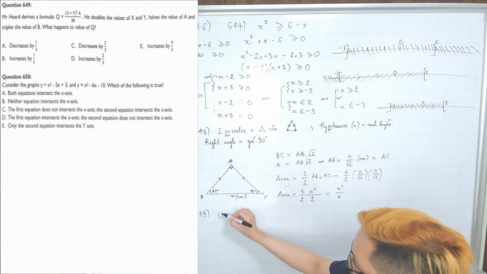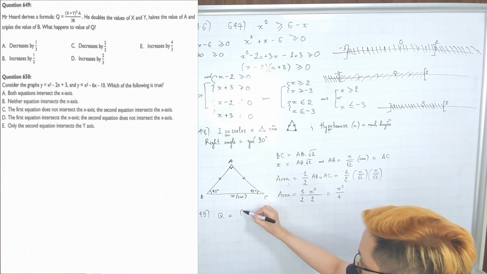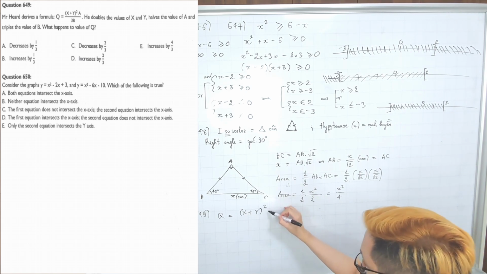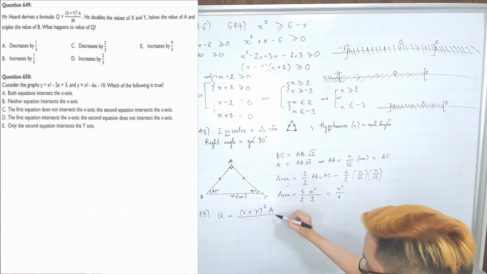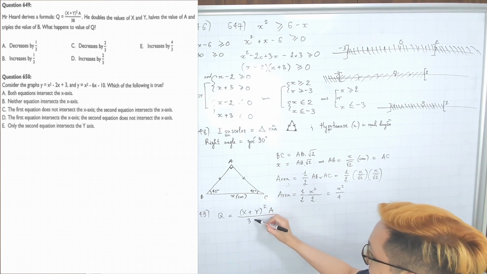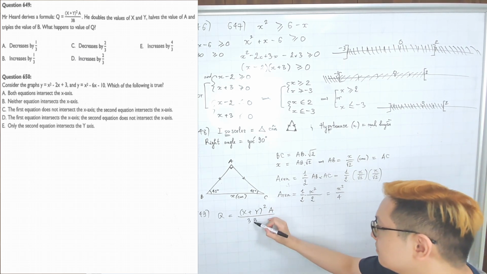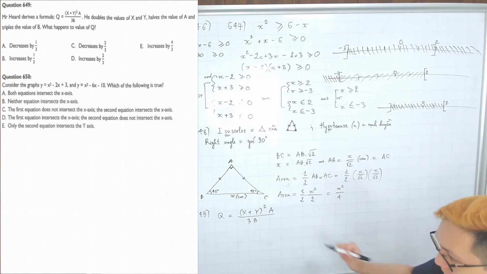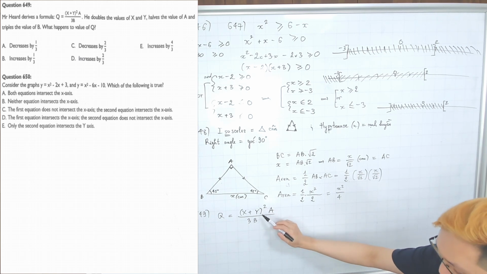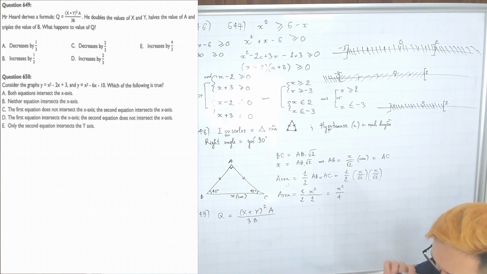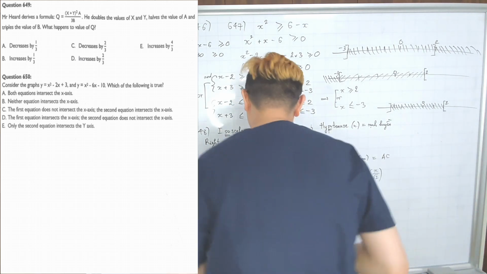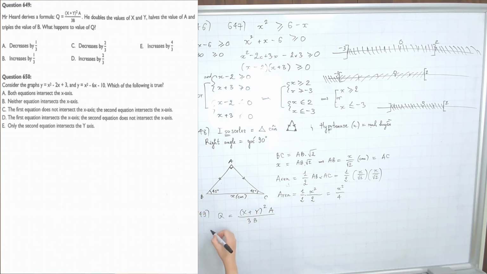Okay, so if he doubled the value of x and y, halved this value and tripled this value, what happened to q? So what happened to q? So the new q, right?